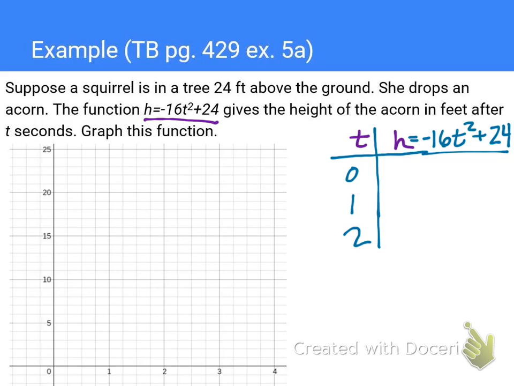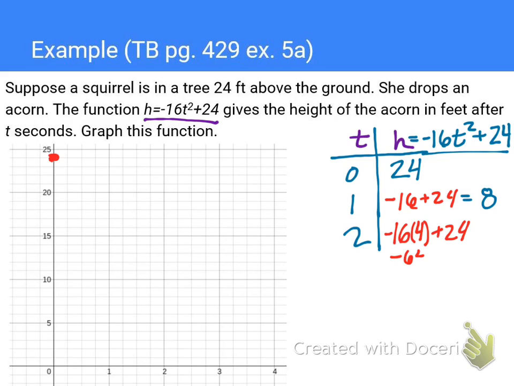Okay, so just plugging in 0 for t, I get 0 squared. 0 times negative 16 is 0, and plus 24 is just 24. Okay, plugging in 1, I have 1 squared is 1 times negative 16 would be negative 16, and then plus 24. Oh, sorry, here's in red is the first point. Okay, so I have negative 16 plus 24, and that gives us 8. So my next point is at 1, 8. Okay, and then plugging in 2, I'd have negative 16 times 2 squared, which is just 4, plus 24. That gives me negative 64 plus 24, which is just negative 40.